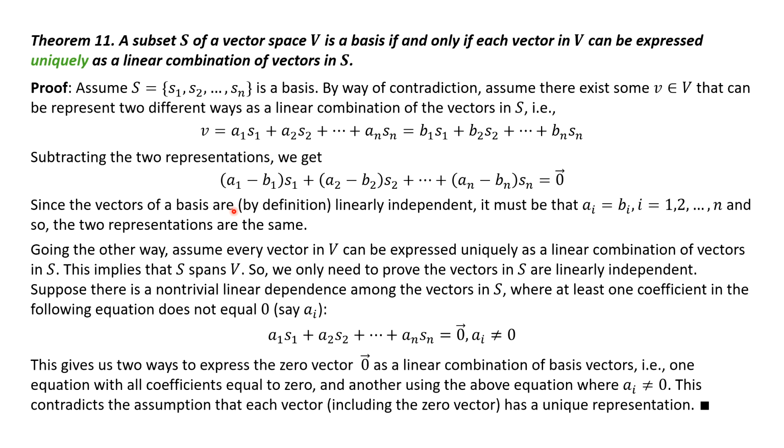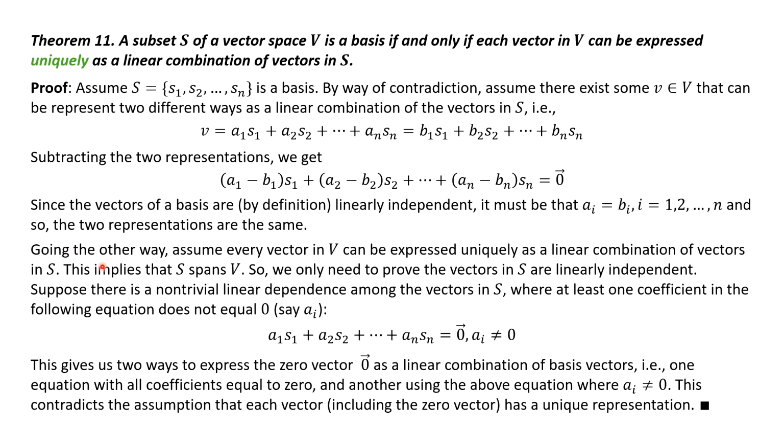Since the vectors of a basis are by definition linearly independent, it must be that each one of these coefficients is 0. In other words, a sub i equals b sub i for i equals 1 to n, and so the 2 representations are the same. So the assumption we started with, that there was more than one way of representing a vector, cannot hold. So we have our theorem going in one direction.